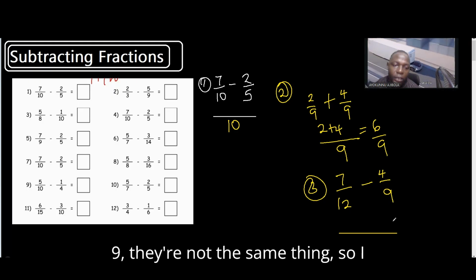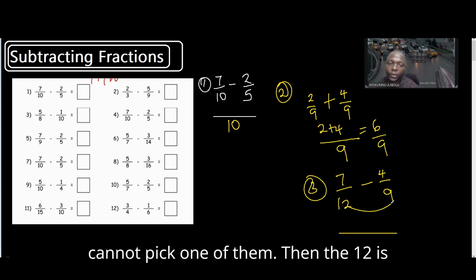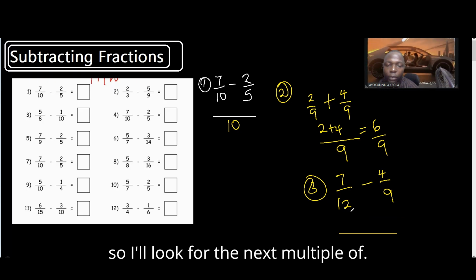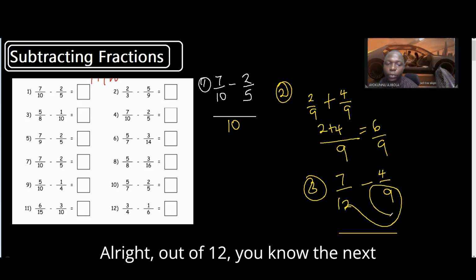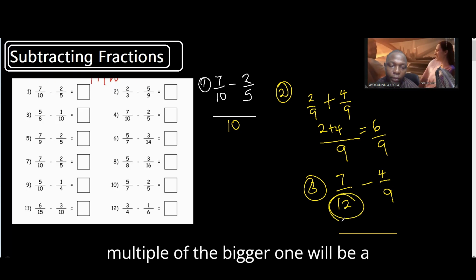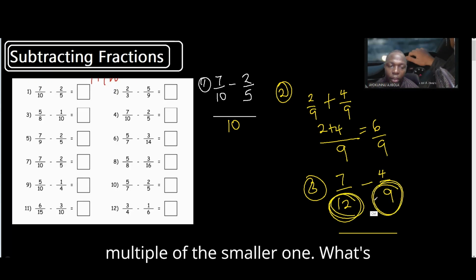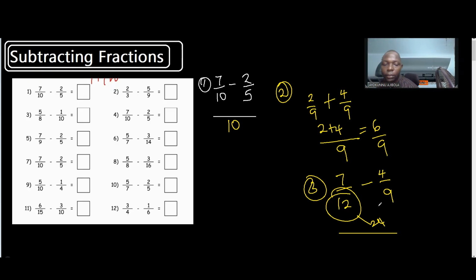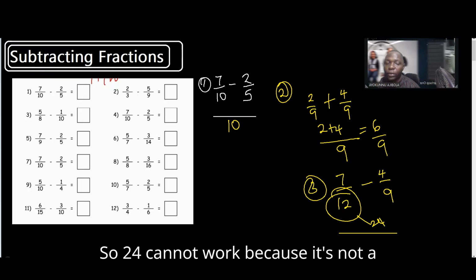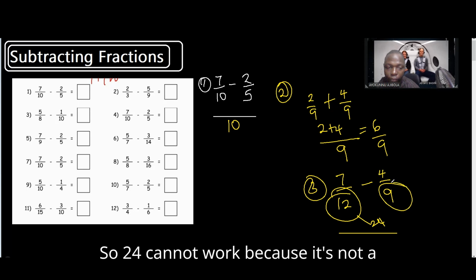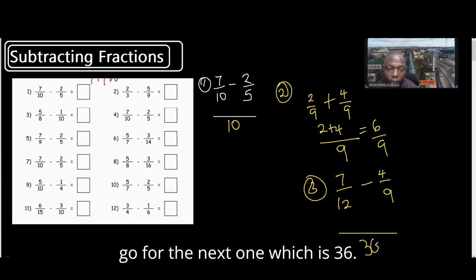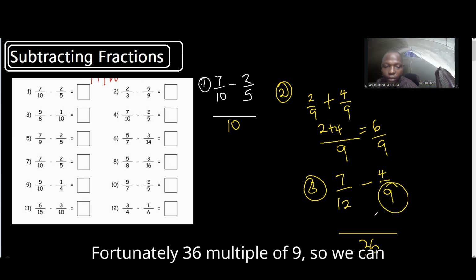You can see that the 12 and the 9, they're not the same thing, so I cannot pick one of them. The 12 is not a multiple of 9, so I cannot pick 12. So I'll look for the next multiple of 12 that will be a multiple of the smaller one. What's a multiple of 12? That's 24, 36. So 24 cannot work because it's not a multiple of the smaller one. So we can go for the next one, which is 36. Fortunately, 36 is a multiple of 9, so we can use it.